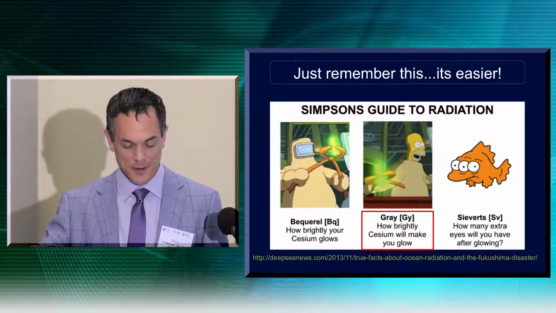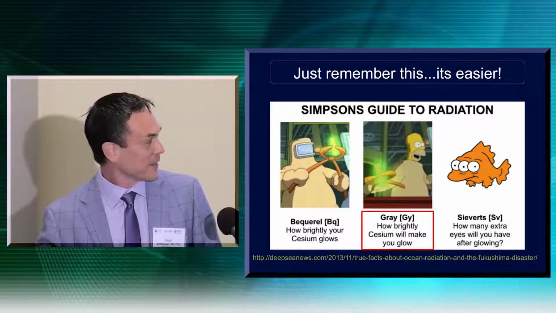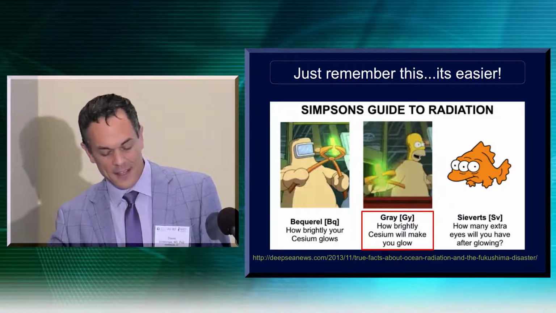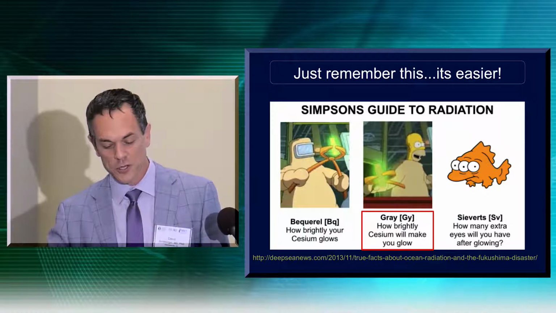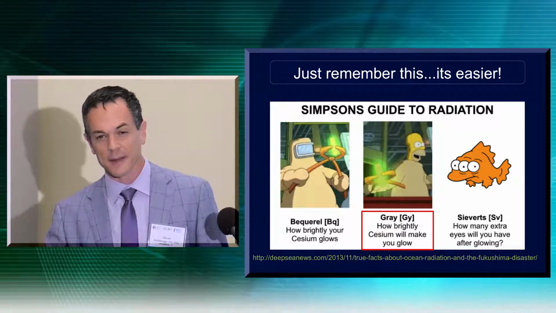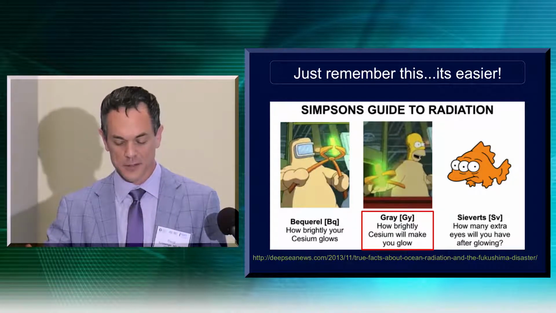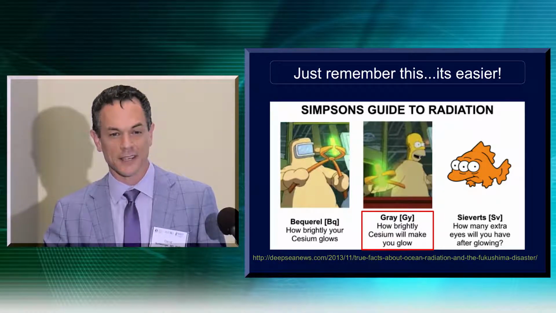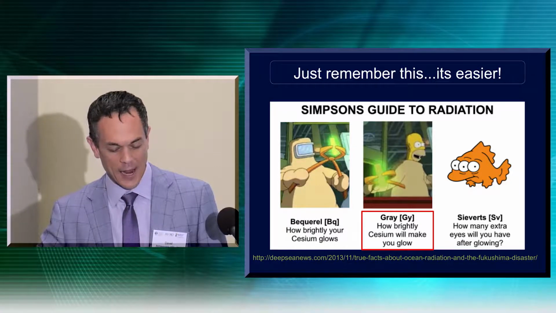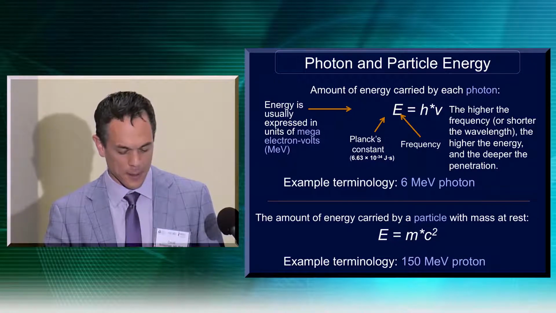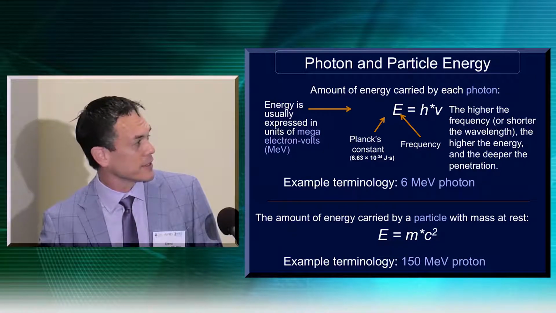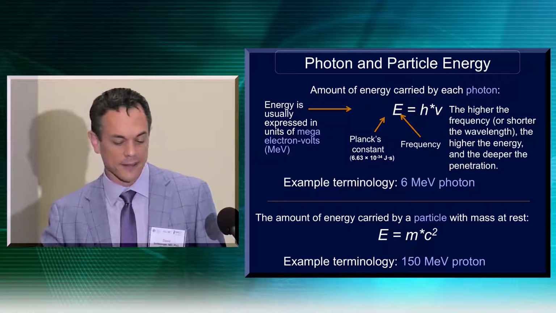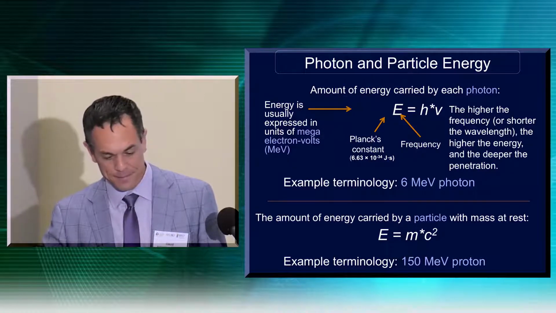So if you have a hunk of radioactive material, a becquerel is a unit of activity, so it's how brightly it glows. A gray is how much energy you've absorbed, so you could think of it as how brightly it makes you glow, although you're not really radioactive yourself. And sieverts is kind of the biological effect of that. It's how many extra eyes are you going to have at the end of the day. All right, and so obviously for radiosurgery, absorbed dose or in units of gray is what we see most often, and that's the amount of energy that's been absorbed, and it correlates pretty well with biological effect.